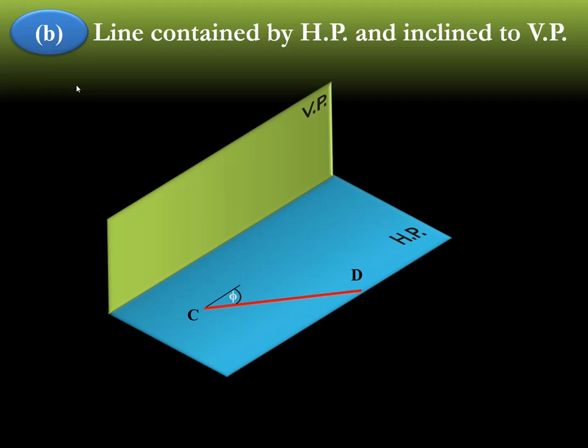Now we shall move on to the second subdivision under this category: line contained by horizontal plane and inclined to vertical plane. The pictorial representation of a straight line capital CD which is contained by horizontal plane and inclined to vertical plane is shown here. From this diagram we can understand that the above distance between the horizontal plane and the line capital CD is 0 and the line capital CD is inclined to vertical plane by an angle phi.